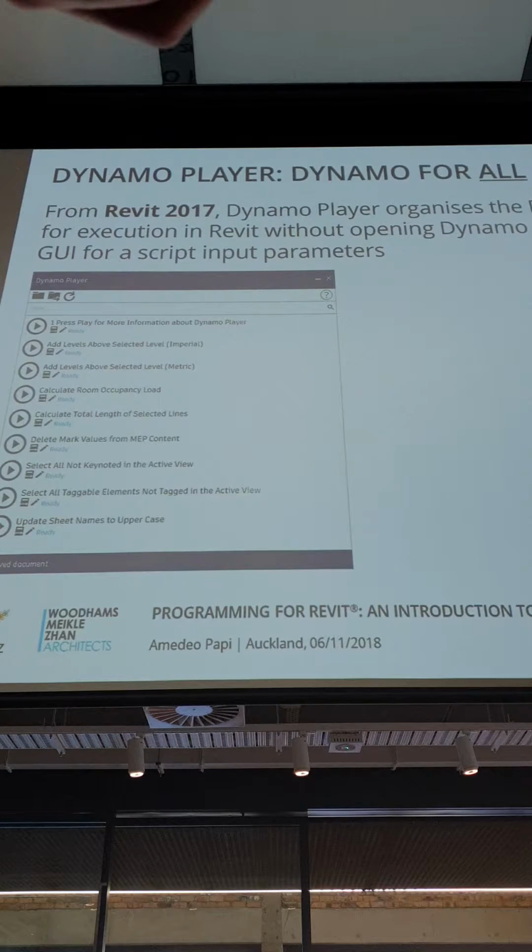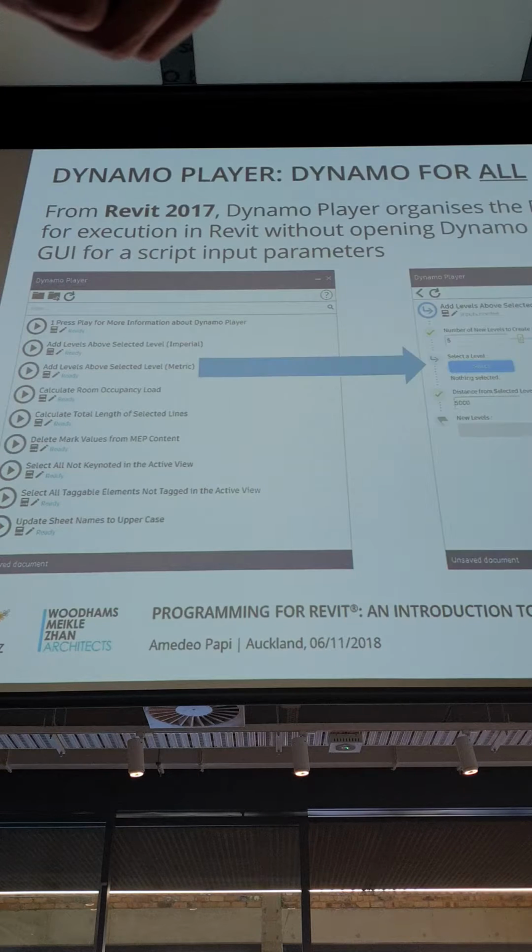Why so? Because since 2017, Autodesk and the Dynamo developers provided us with this amazing thing called Dynamo Player, where you can just select the script you want to run, press play, and the script will execute. And, this is a very cool feature, you can also customize the input data without spending too much time designing a graphical user interface.